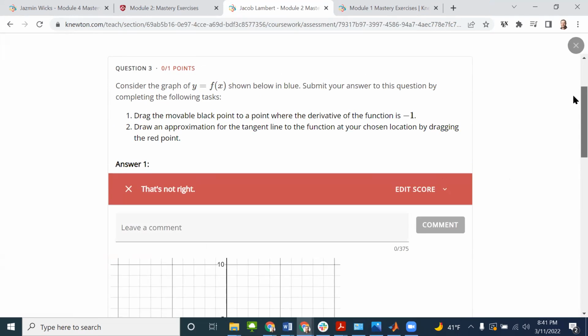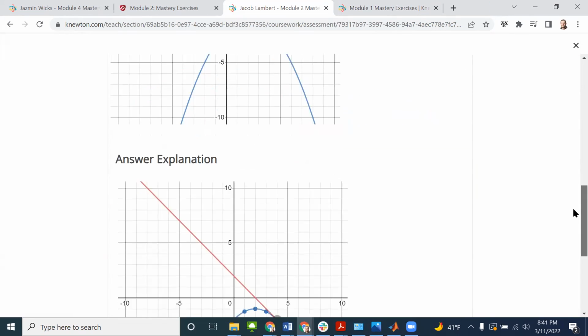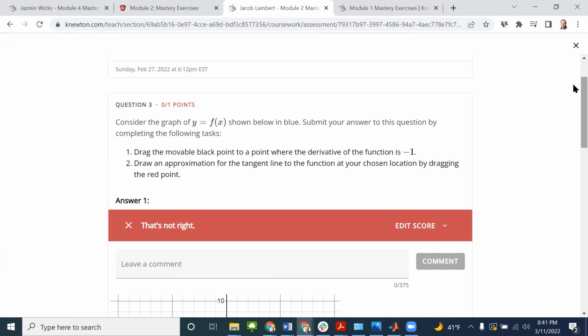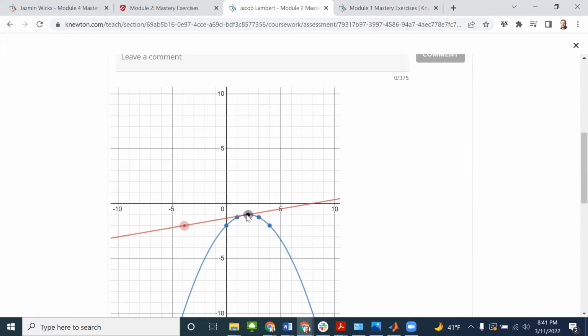Oh, I think I got this wrong too. What's the question? Consider the graph of y left of x. Maybe your answer. Drag the movable black point to a point where the derivative is -1. Is that this question? That might have been it. Yeah. It's been so long that I don't even remember hardly. I don't think I probably got it.